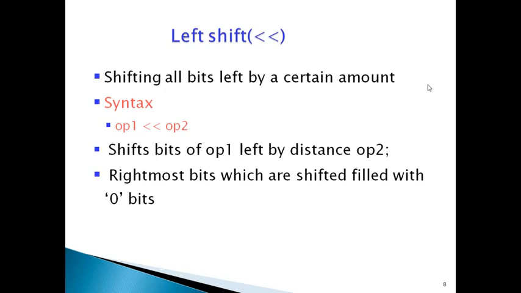The rightmost bits which are shifted are filled with 0 bits. After shifting the specified number of bits to the left side, the empty cells, the rightmost bits, are filled with 0 bits.